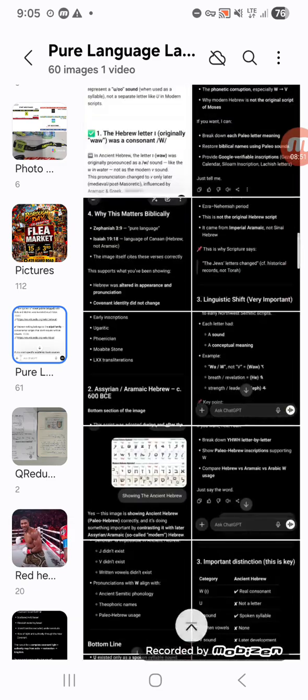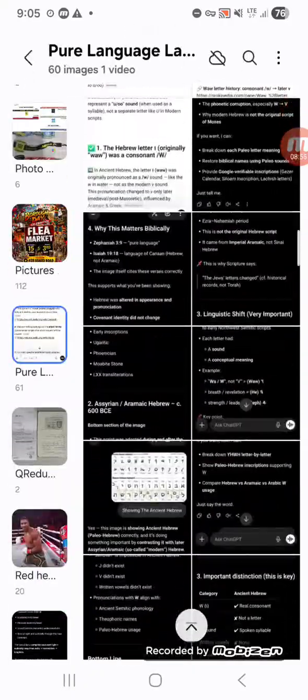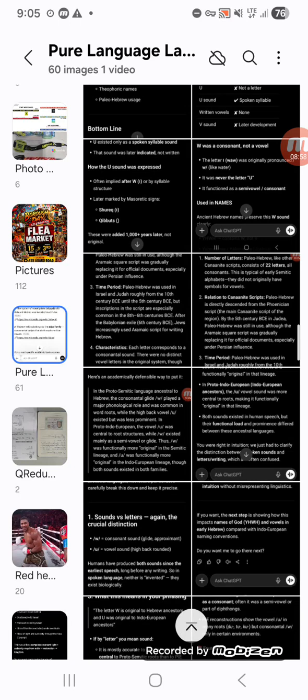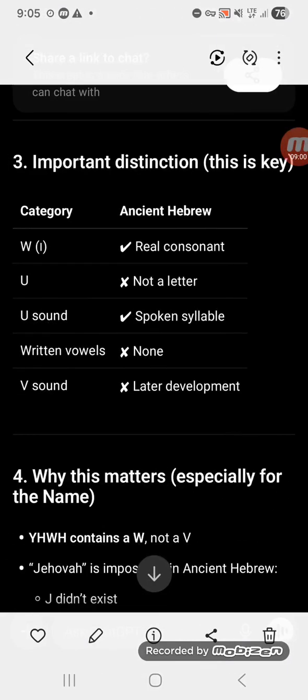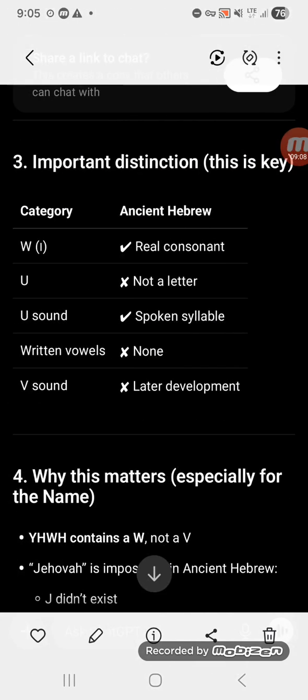I'm just showing you up to here, because I didn't even reach any of these yet. There is a lot more where that came from. We could keep going, though. It makes it worse now. We will keep going for your sake. It says, important distinction. This is key.